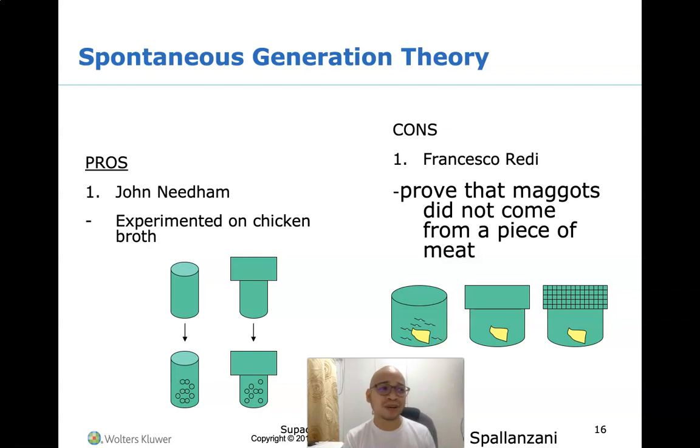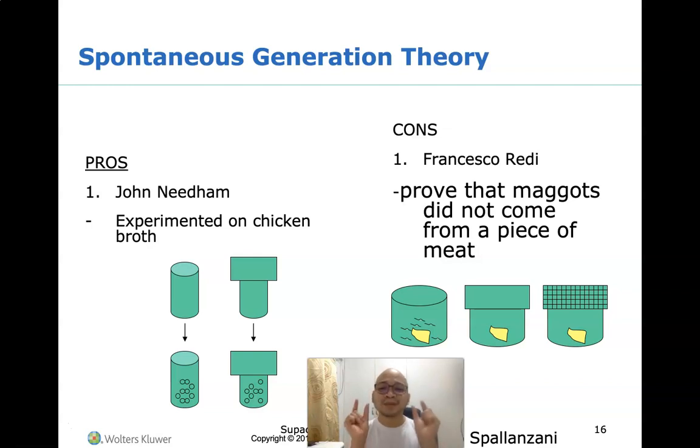During the olden days, many people believed that microorganisms can actually exist from non-living cells. Literally, if they saw a frog emerging from the mud, they would say that the mud gives rise to the frog. Something like that. Okay? And one of the most famous proponents of the spontaneous generation theory is John Needham. So John Needham experimented on chicken broth.